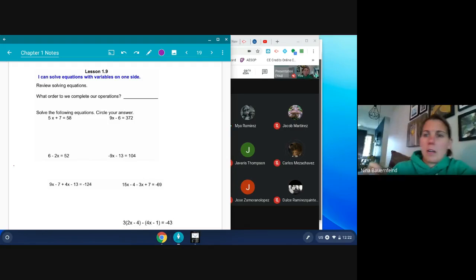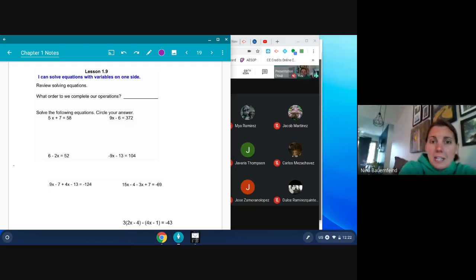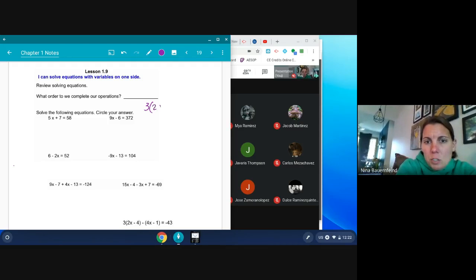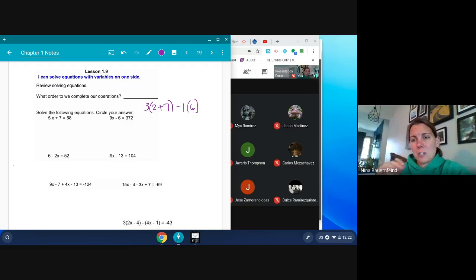Yeah. Okay. PEMDAS is what you use if you have just straight up numbers. Like if it's like 3 times 2 plus 7 minus 1 times 6, like that. If it's all numbers, you use PEMDAS. And that's what those little things are on like Instagram. Sometimes when you swipe, it's a dumb math problem. You would use PEMDAS for those.